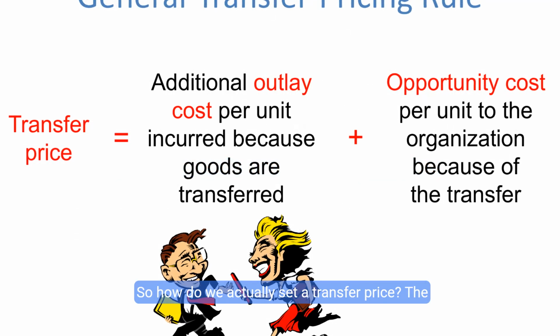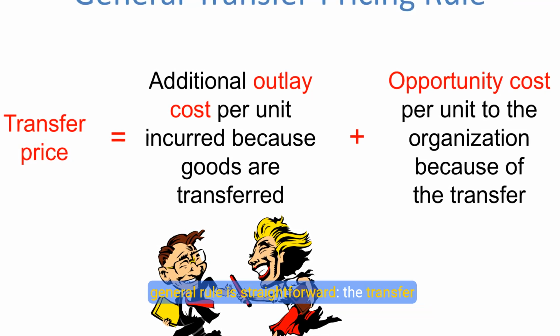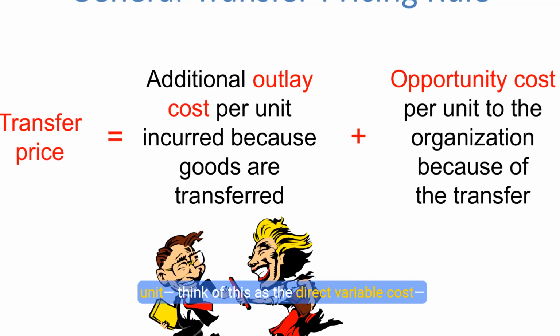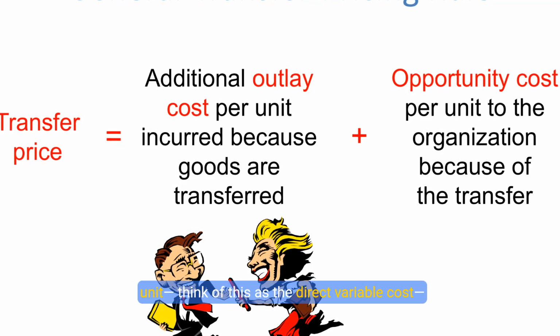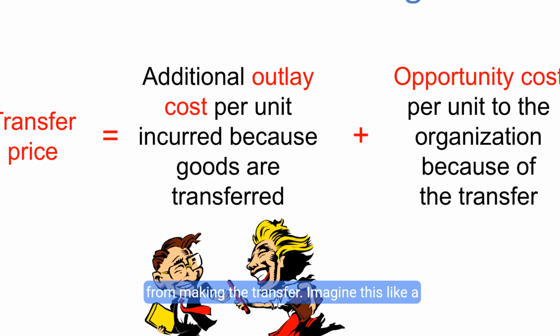So how do we actually set a transfer price? The general rule is straightforward. The transfer price should equal the additional outlay cost per unit. Think of this as the direct variable cost, plus any opportunity cost to the organization from making the transfer.